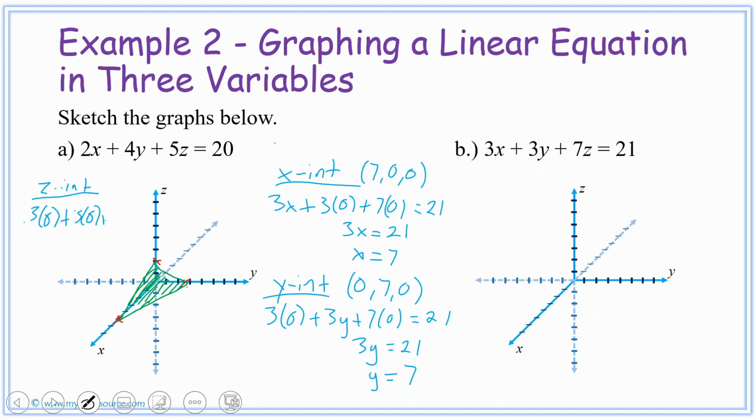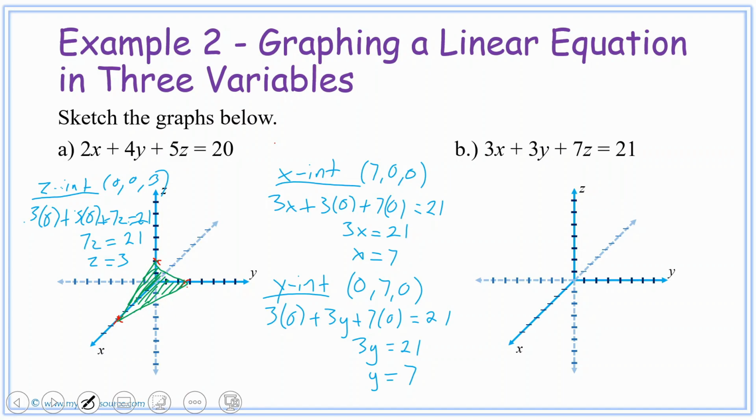And that leaves us with 7z equals 21. Alright, so we have 7z equals 21. Dividing both sides by 7, we will get z equals 3. So we have (0, 0, 3). Then we can just go ahead and plot those points.